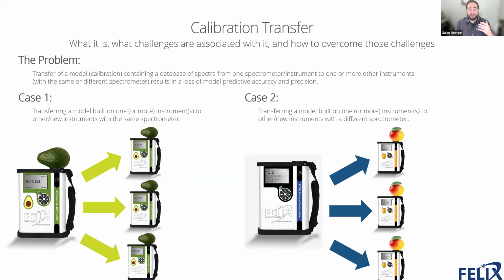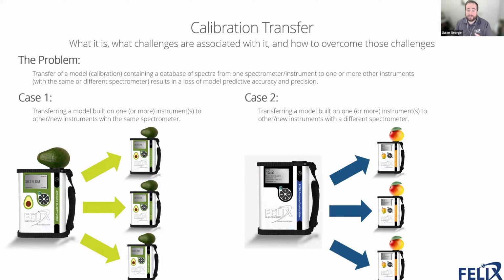Because even in case one, where we're taking a model that we built with an F751 avocado quality meter, and then we're just putting it onto 3 new F751 avocado quality meters, those 3 new meters that all have that same model are not all going to predict the same with the same accuracy or precision as the original unit that was used to collect the data that is in the model.